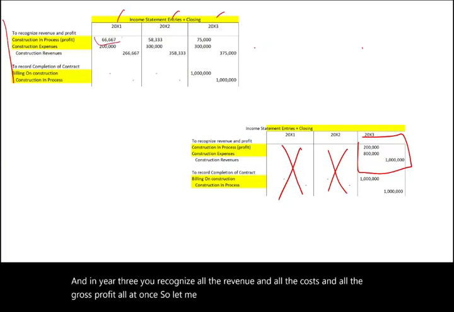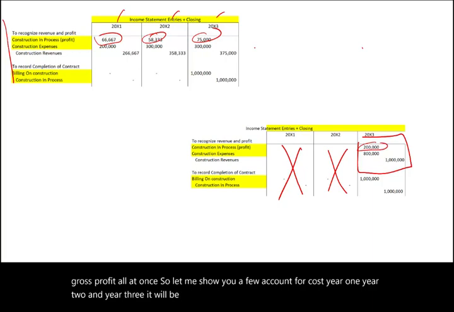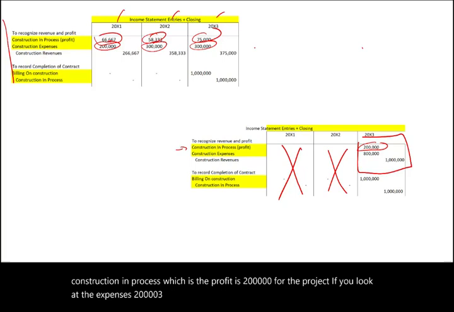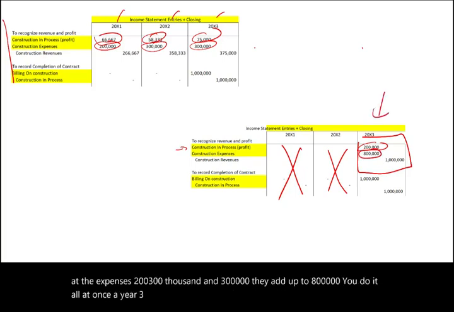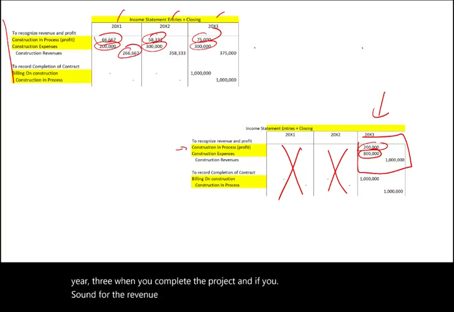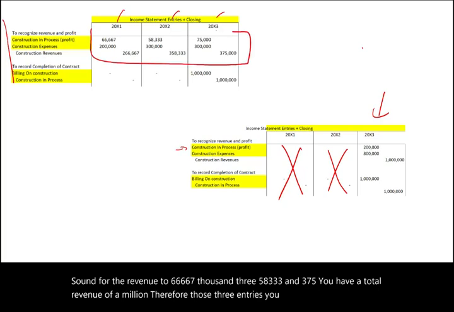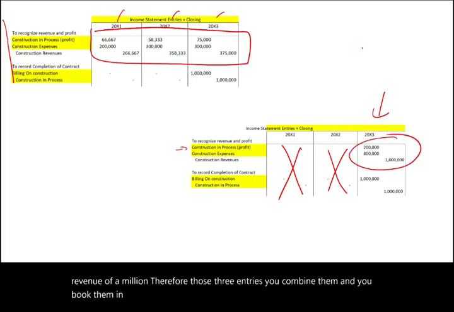If you account for cost year one, year two, and year three, it will be 200,000. CIP, construction in process, which is the profit, is 200,000 for the project. If you look at the expenses, 200,000, 300,000, and 300,000, they add up to 800,000. You do it all at once in year three when you complete the project. And if you account for the revenue, 266,667, 358,333, and 375,000, you have a total revenue of 1,000,000. Therefore, those three entries, you combine them and you book them in year three when you did complete the project.